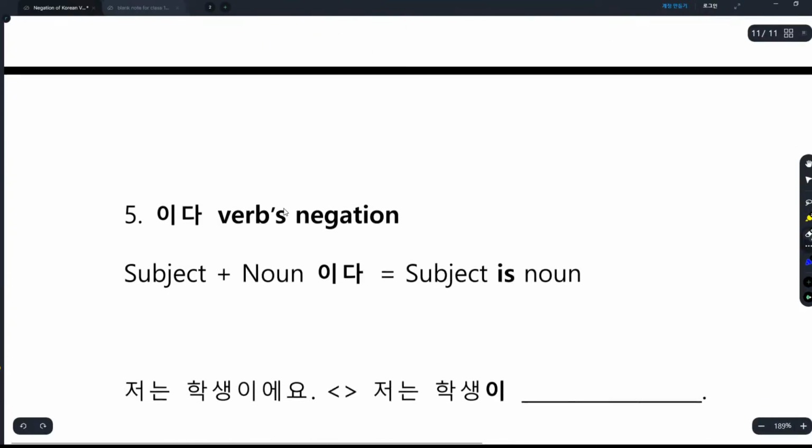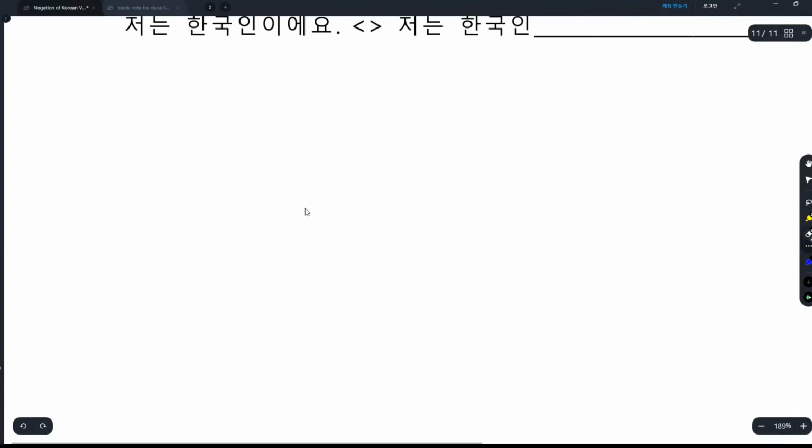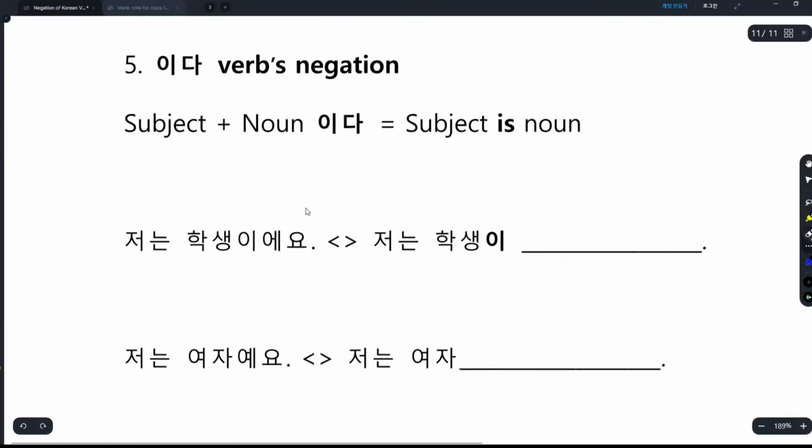And this is the very last part, guys, which is quite easy, so don't worry. It's how to negate the 이다 verb.